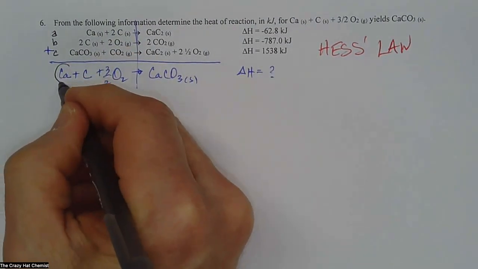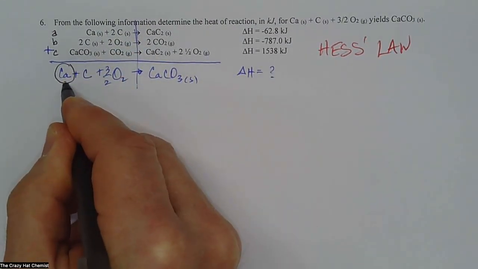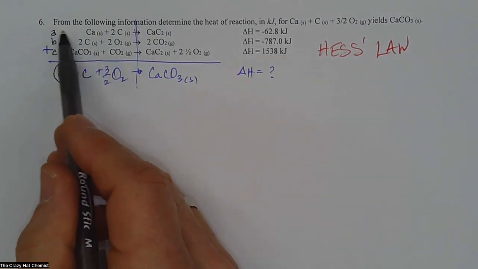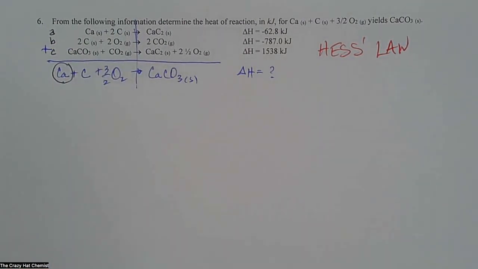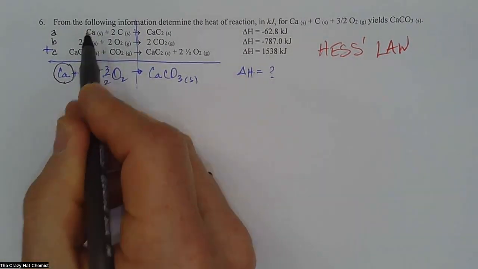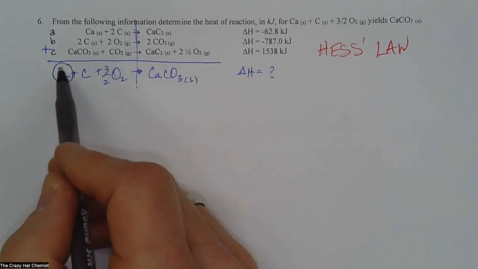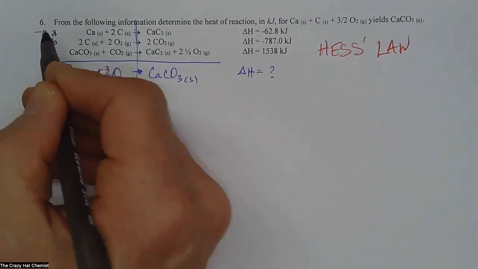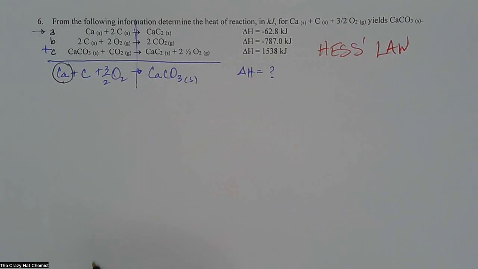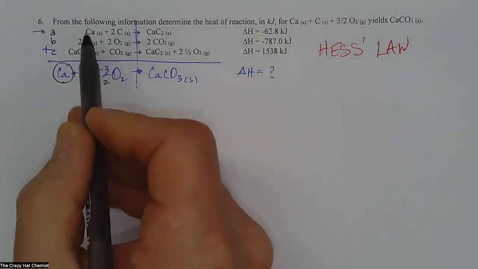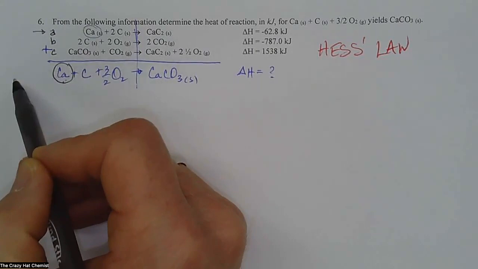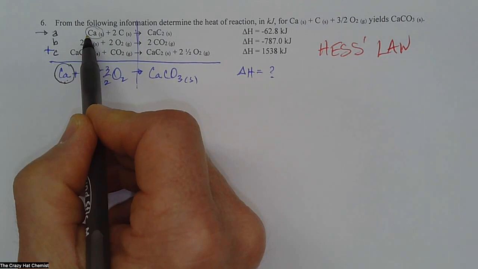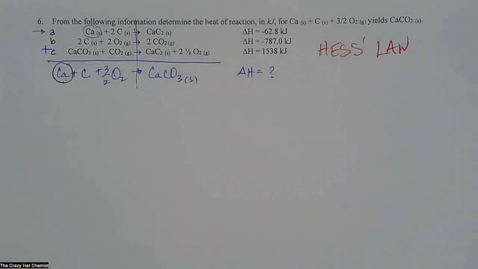So I need calcium on the reactant side with a coefficient of a 1. So do I see calcium in equation A, B, or C? Yes, I do. I see calcium in equation A. Is it in B or C? No, it is not. So that means that I'm going to be looking solely at equation letter A. Calcium is a reactant. Is calcium a reactant in equation A? Yes, it is. Calcium has a coefficient of a 1. Does calcium have a coefficient of a 1? Yes, it does. So that means that equation A is written correctly.